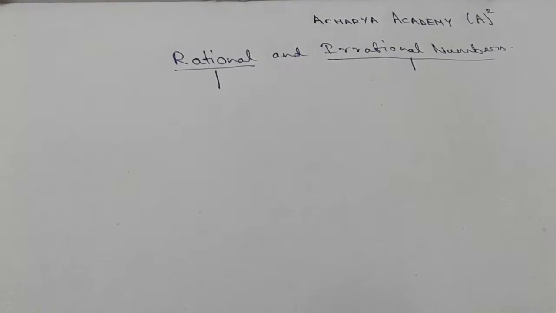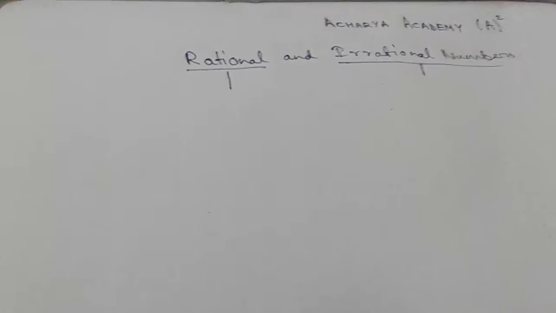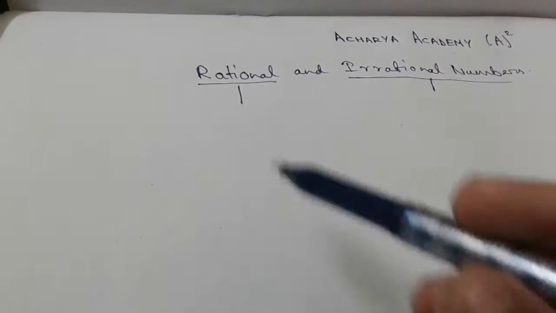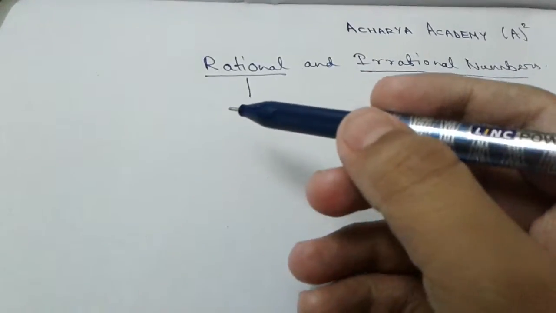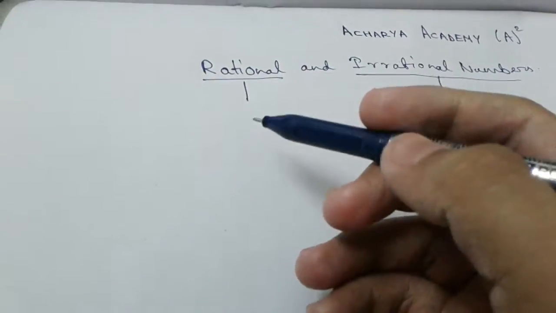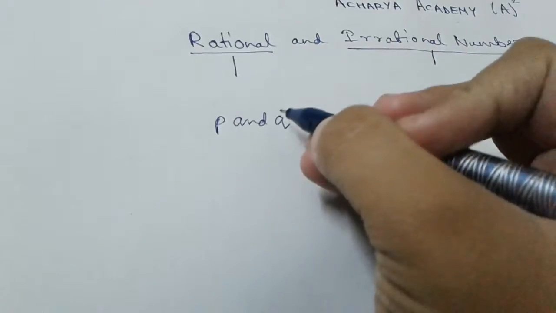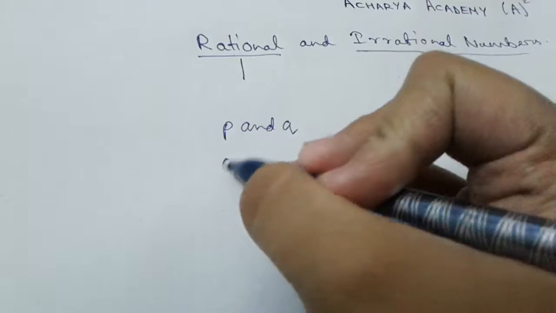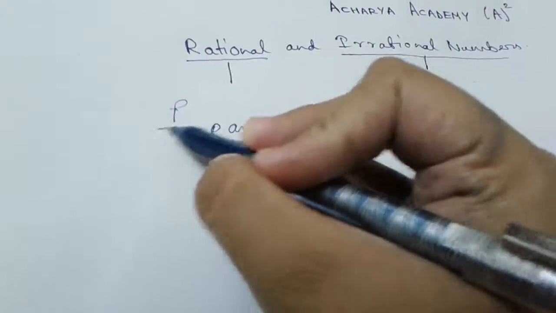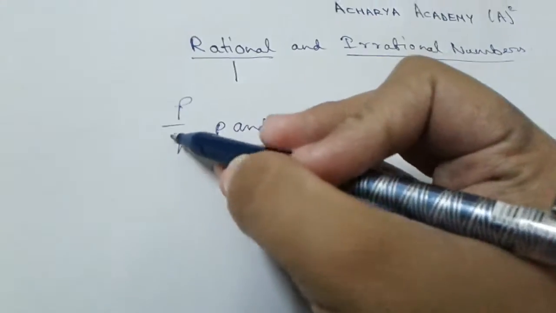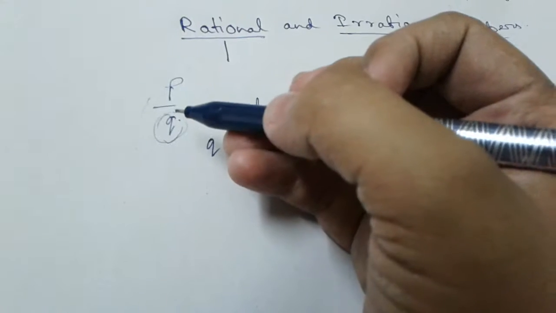You're thinking correct. It's rational and irrational numbers. So let's talk about rational numbers. So what are those? Let's write its definition. It's any number that can be expressed in the form p by q, where p and q are both integers and q is not equal to 0, because if in this fraction q becomes 0, this term would be undefined.